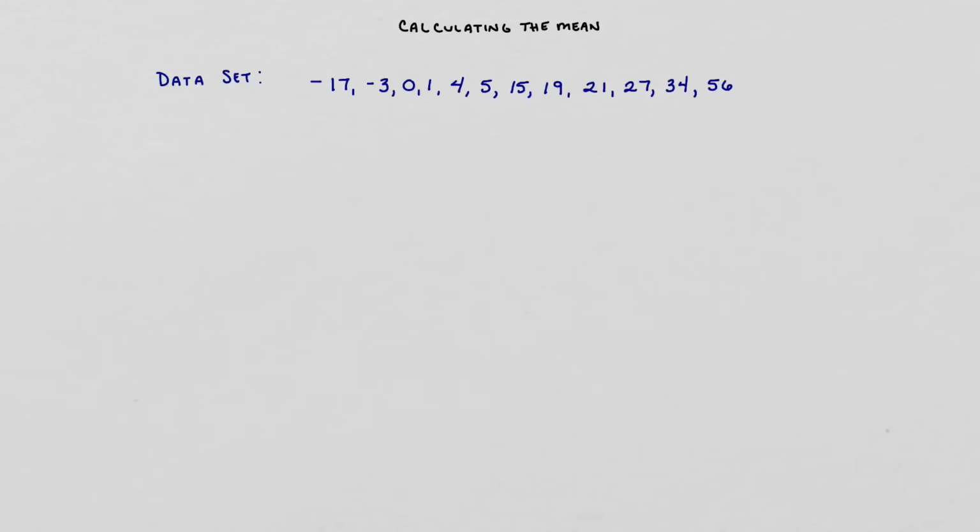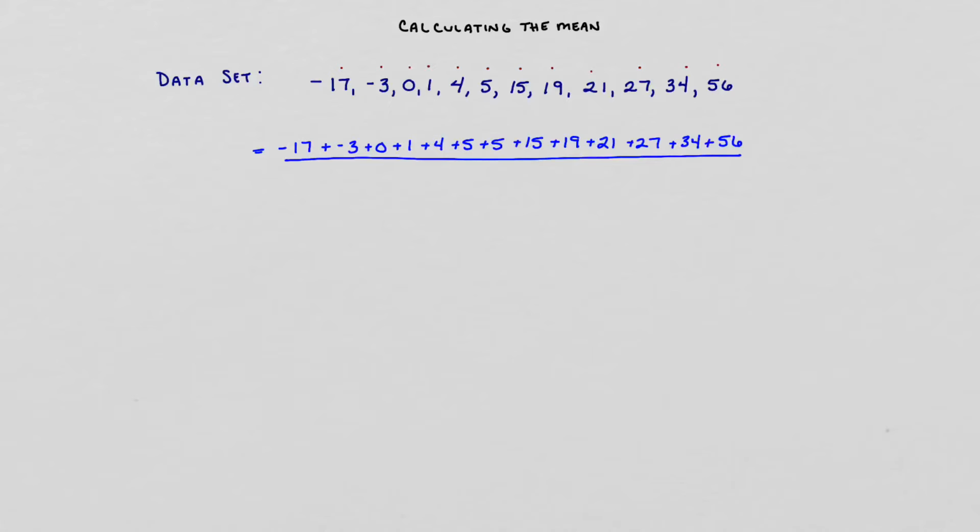So let's go ahead and take a look at an example. Say we have the following data set: -17, -3, 0, 1, 4, 5, 15, 19, 21, 27, 34, and 56. The first thing that we should do is add up all of these data points. So we would have something like this. The next thing we would want to do is count and make sure that we know how many total data points we have in this set or this collection. So we have 1, 2, 3, 4, 5, 6, 7, 8, 9, 10, 11, 12. So we are going to take our full summation and divide that by 12. Before we go any further, please note 0 does count as a data point, so that is why we have a total of 12.